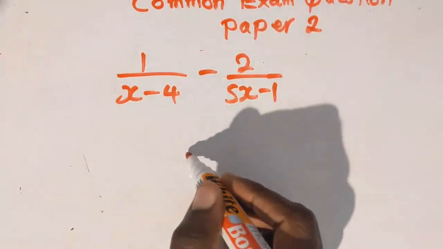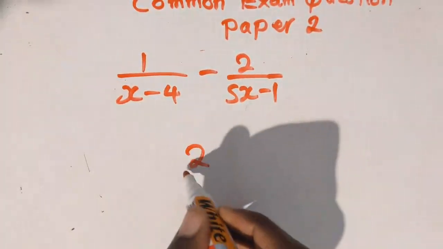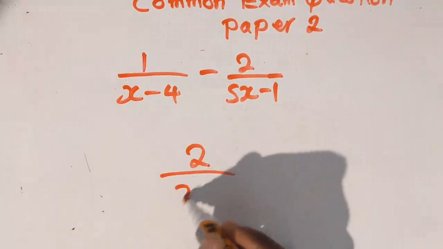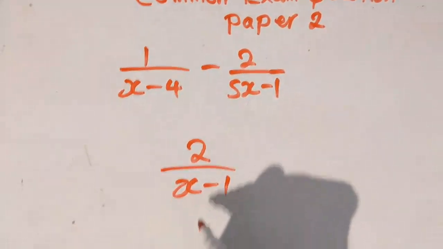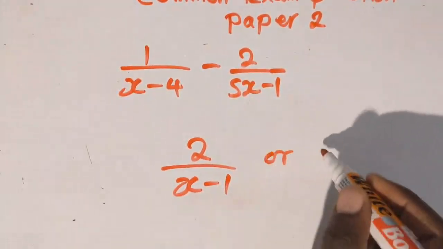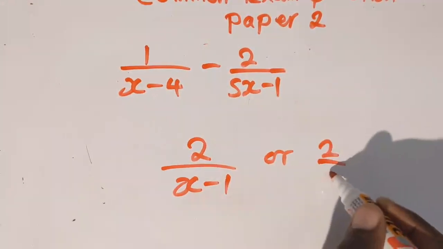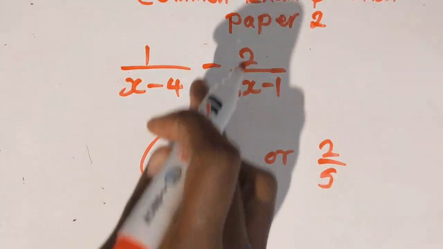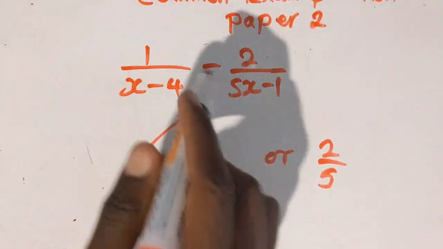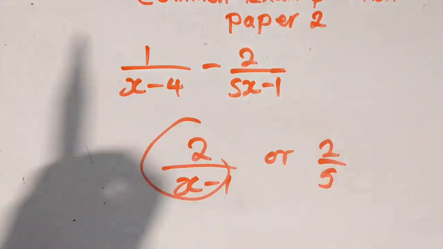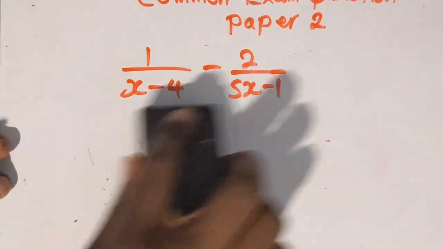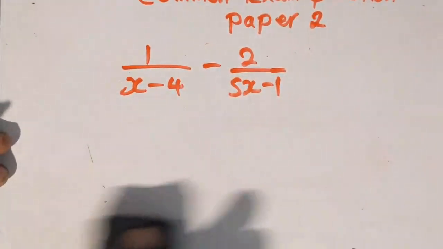A single fraction is just, let's say, for example, 2 over something like x minus 1, or it can be 2 over 5. So this is just a single fraction. There are no two variables like that. So they just want a single fraction. So how do you do that?